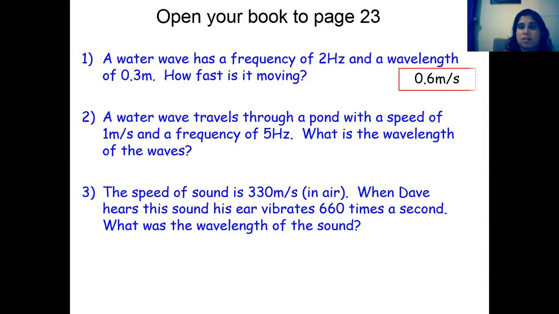Let's check the answers. Answer for number 1 is 0.6 meter per second. Number 2 is 0.2 meters, the wavelength, and then 0.5 meters.